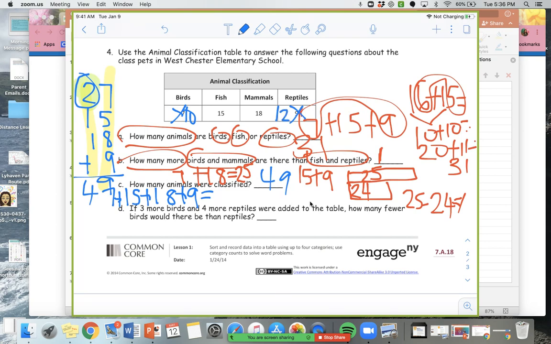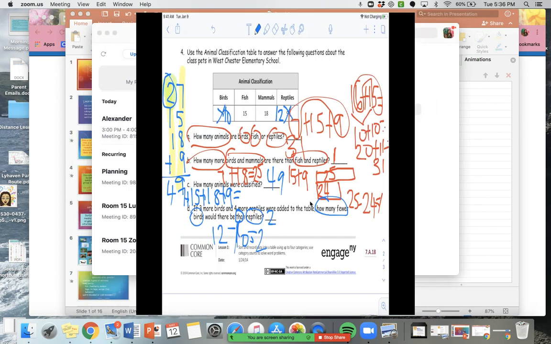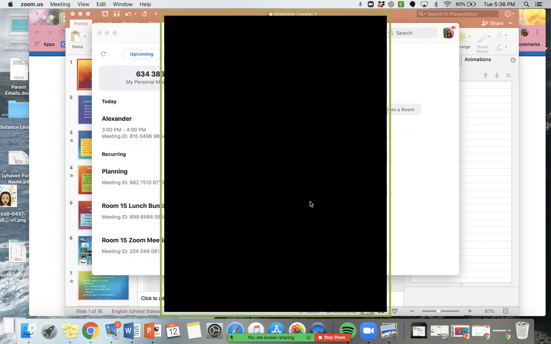How many fewer birds would there be than reptiles? Okay, so right now I'm pretending that I have 12 reptiles and 10 birds. So my keywords are how many fewer birds would there be than reptiles? How much more or how much fewer? So this is compare. So 12 minus 10 equals 2. Okay, my friends, you really have to pay attention to the words, okay? You might have to do more than one equation like I did on this.